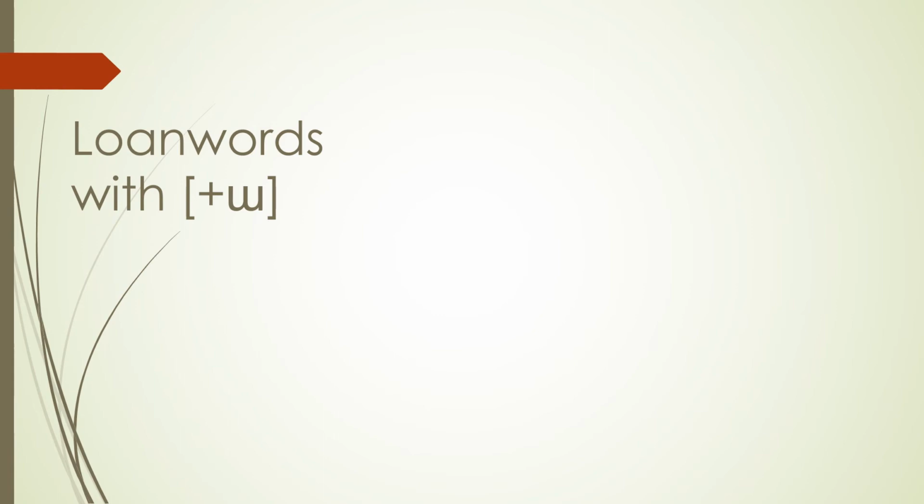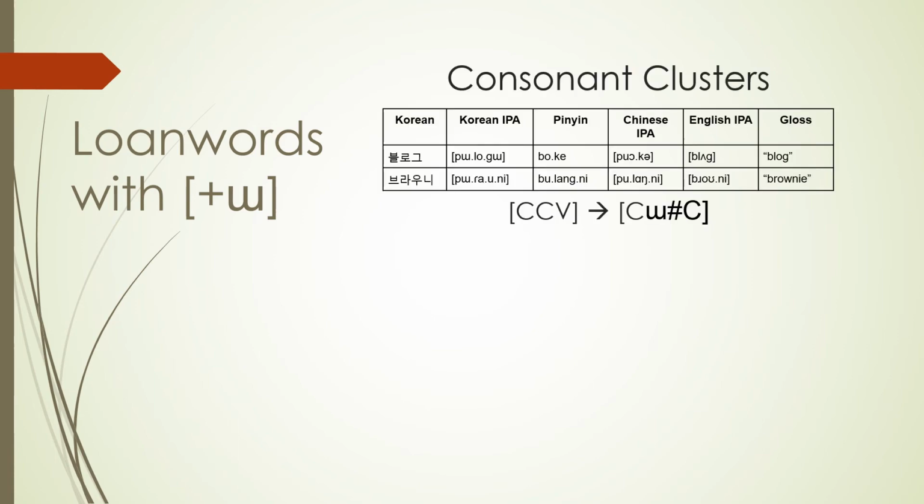So now to take a look at some loanwords and the different ways that they are adjusted for the target language. So first is consonant clusters. In Korean, you can't have consonant clusters, so the U vowel gets inserted between the two consonants to make a new syllable, as seen here in blog and brownie. The word initial consonant cluster is broken up into two syllables in the Korean.